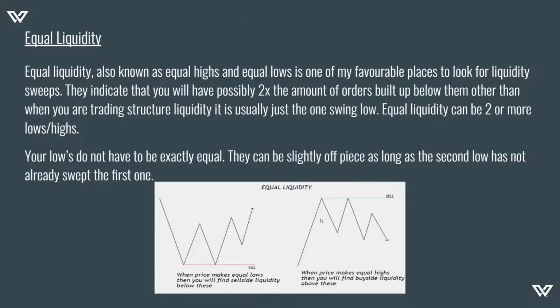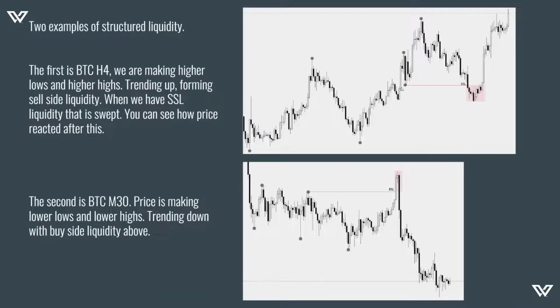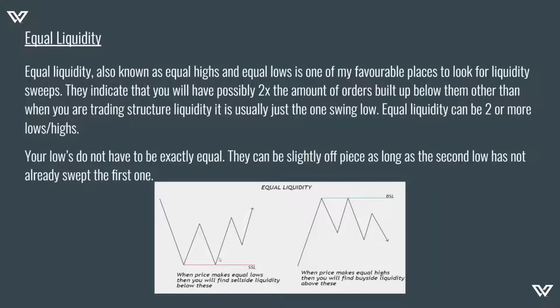So now we talk about equal liquidity. Equal liquidity, also known as equal highs and equal lows, is one of my favorite places to look for liquidity sweeps, especially when trading. They indicate that you possibly have two times the amount of orders built up below them, compared to when you're trading structural liquidity. It's usually one swing low, and now we have two swing lows or swing highs. And it doesn't just have to be two, it can be two or more points of liquidity.